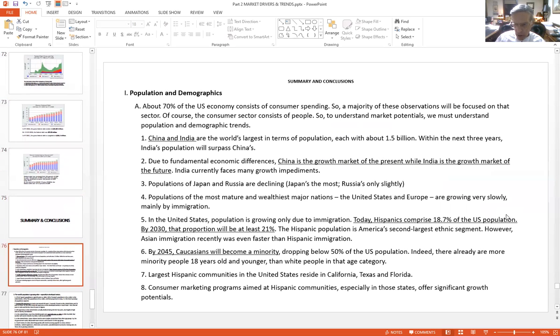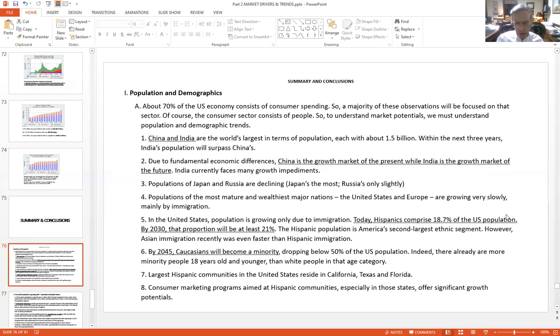So let's summarize. I'm sure you'll be glad that since it's as late as it is, about 70% of the US economy consists of consumer spending. So a majority of these observations have been focused on that sector. The consumer sector consists of people. So to understand market potentials, we must understand population.